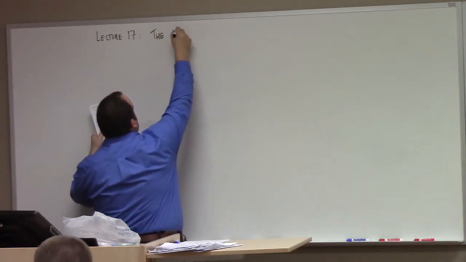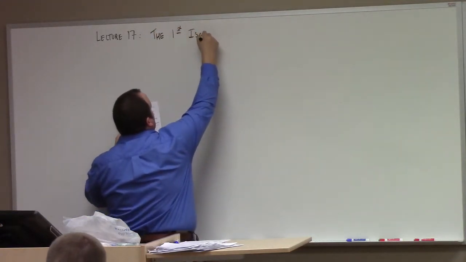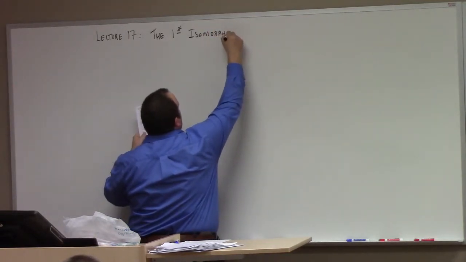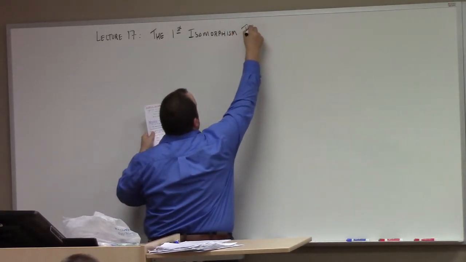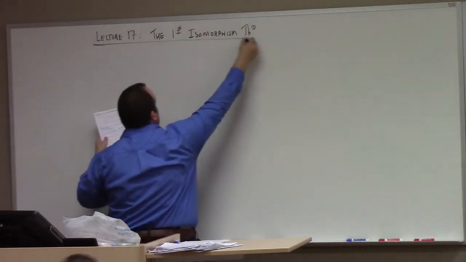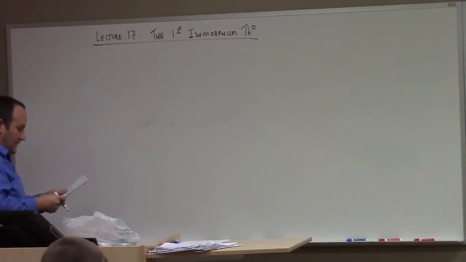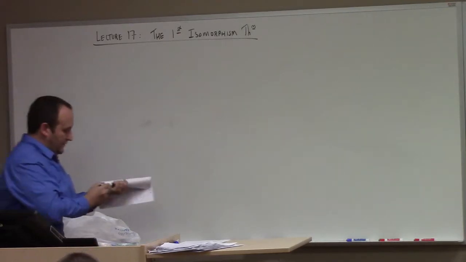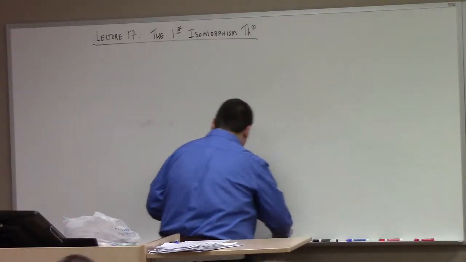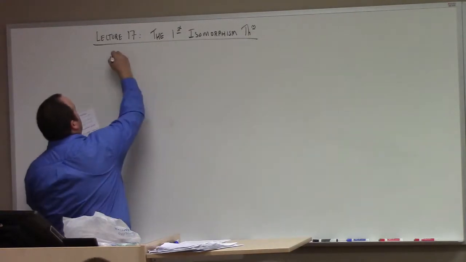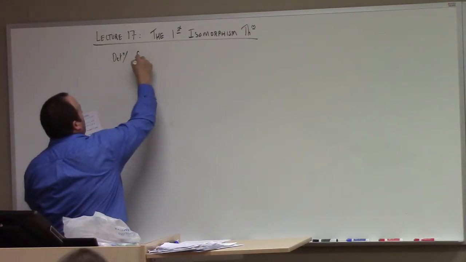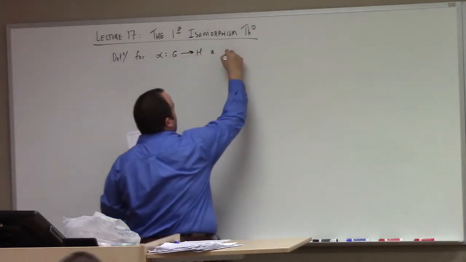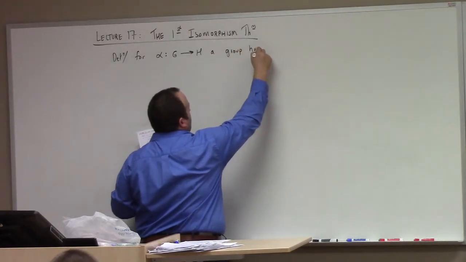I would say the first isomorphism theorem. You're like, there are more? Oh yes, there are more. We'll get to those soon enough. So the first isomorphism theorem. Just to remind you, in case you forgot, we have a definition: for alpha going from G to H, a group homomorphism, what did we define?